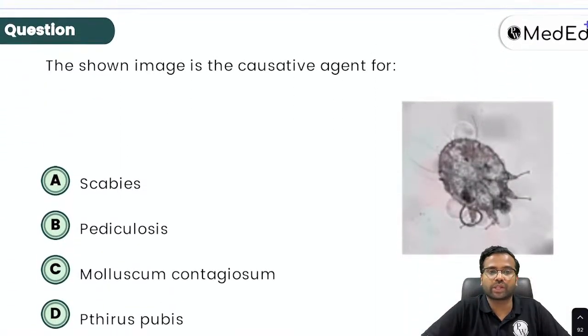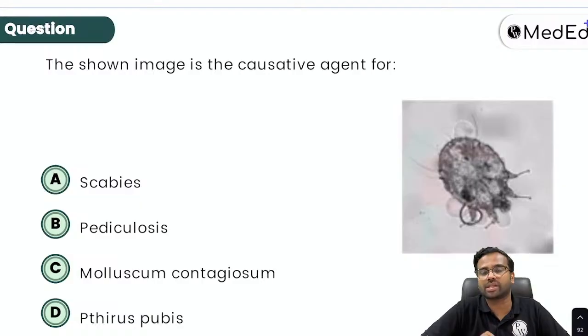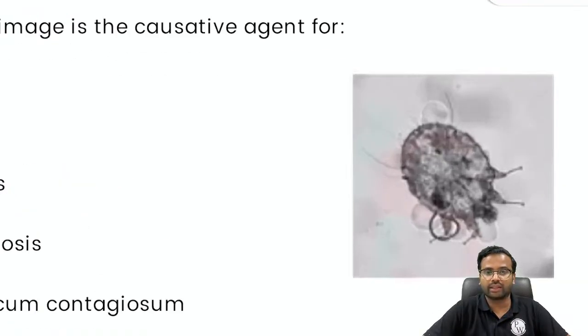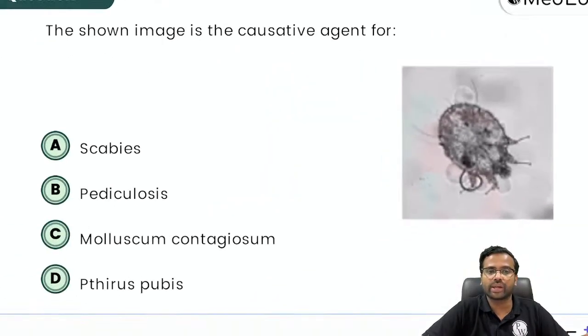Now let's go to the next question. The shown image is a causative of. So there's a black and white image. It looks like a KOH finding and you can see that there is a large organism which looks like this. So is it scabies? Is it pediculosis, molluscum contagiosum, Pthirus pubis? Yes. So here this is going to be scabies.